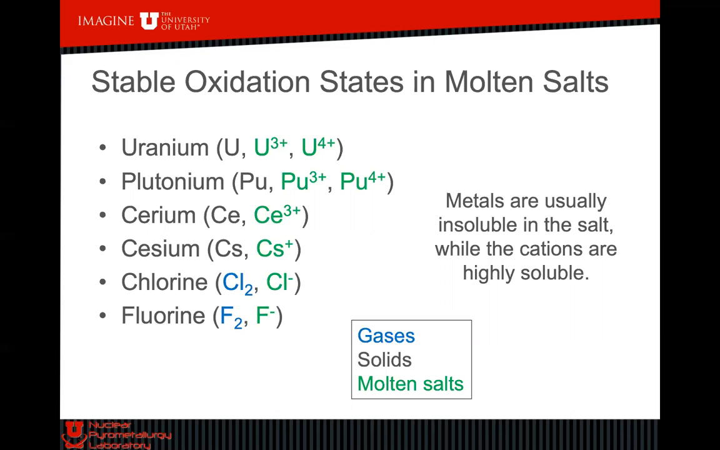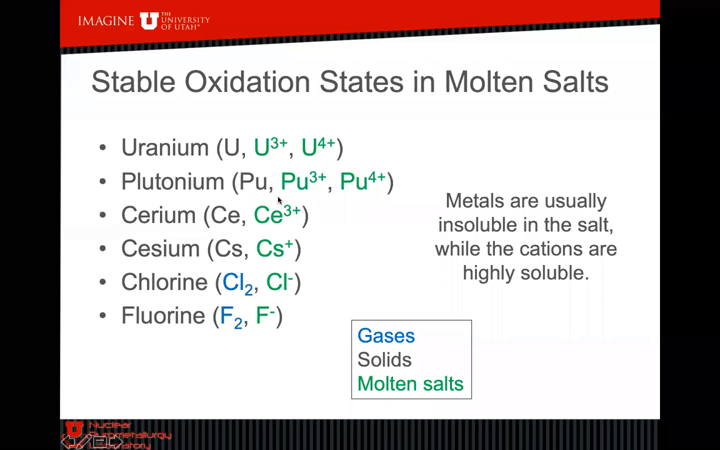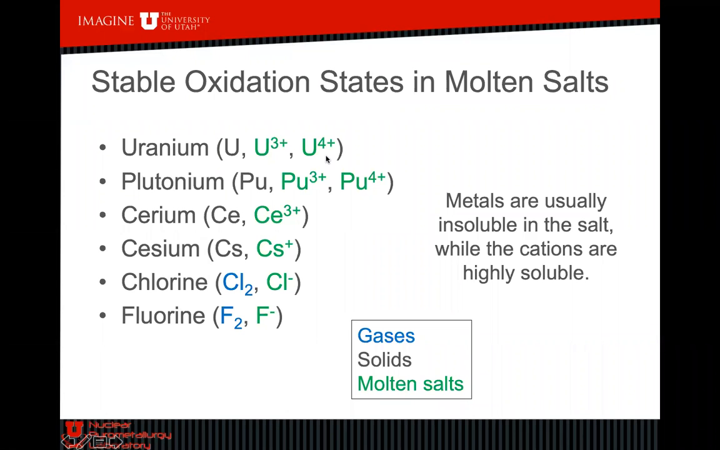Chlorine and fluorine would be there as your anions in your salt. And so I've color-coded this. Uranium could be a solid metal, or if it's green, +3 or +4, it can go into the salt. It can be soluble in the salt, so it forms a solution. Same thing with plutonium, similar with cerium. Cerium only has one oxidation state that's stable in the salt.